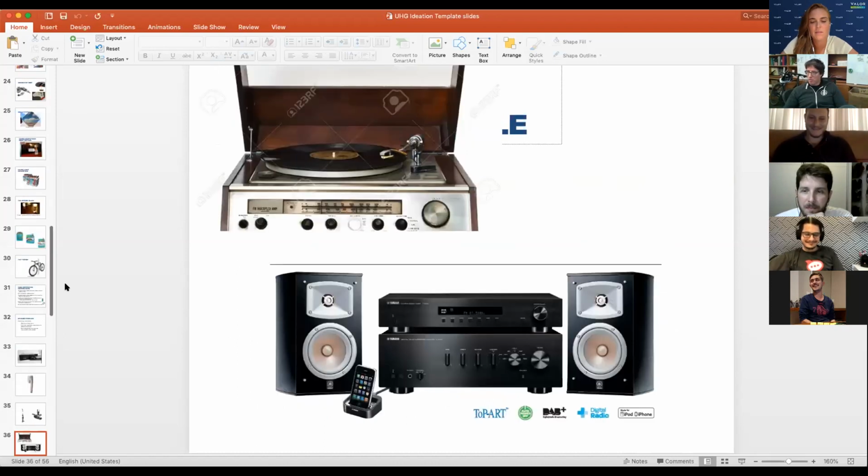Let me skip this example. Here's what's called a functional division. The top picture is how hi-fi systems used to be, and then manufacturers said, wait a second, why should I force people to have specific features?